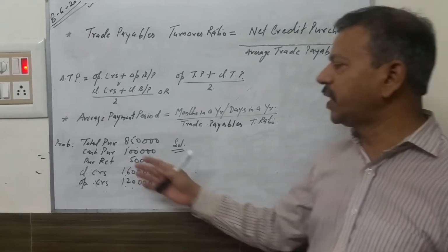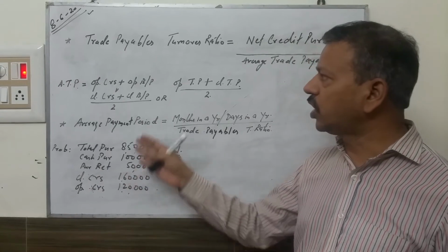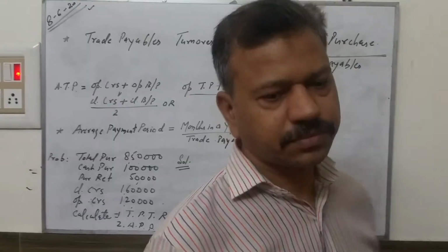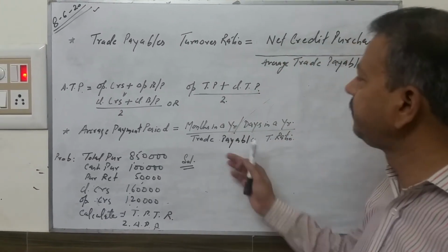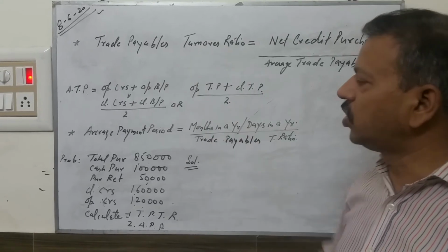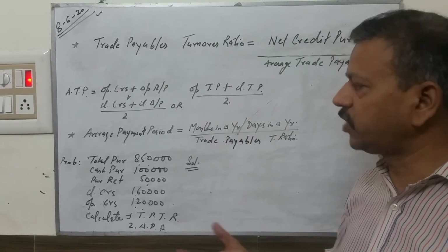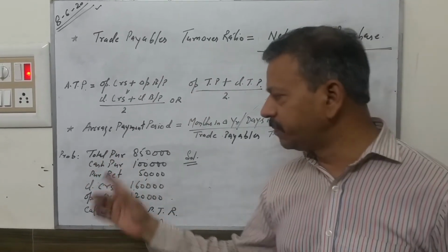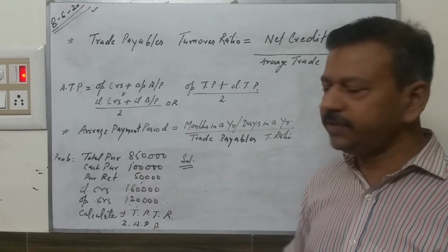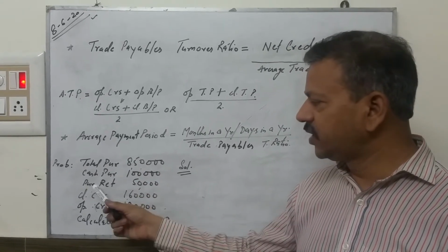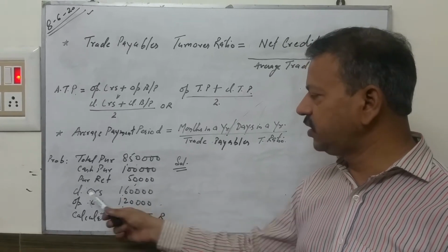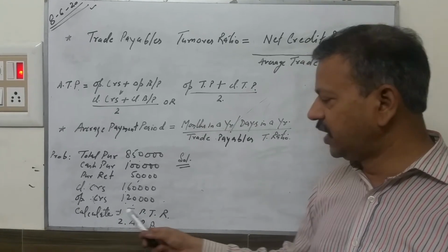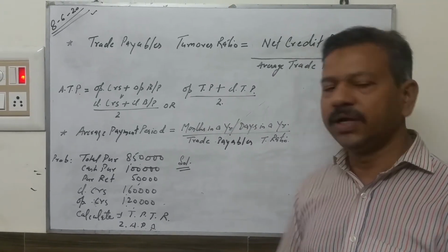With the help of a numerical problem, we try to sort out both types of calculation. Just try to find out trade payable turnover ratio and average payment period. Okay, we have a problem. Total purchase 8,50,000, cash purchase 1 lakh, purchase return 50,000, closing creditor 160, opening creditor 120. Calculate trade payable turnover ratio and average payment period.